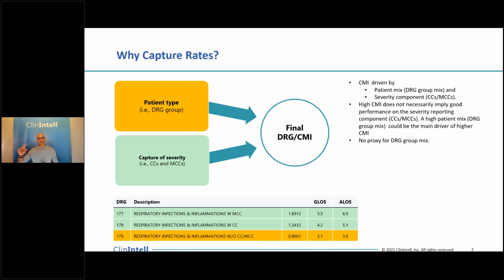the industry started measuring and monitoring capture rates to the point where you can go to CMS and pull capture rates. You can go to Definitive Healthcare and you'll see your organization's capture rates. But it makes no sense. It doesn't make any sense. It's flawed. It's not based on statistically sound principles, which you'll soon see.